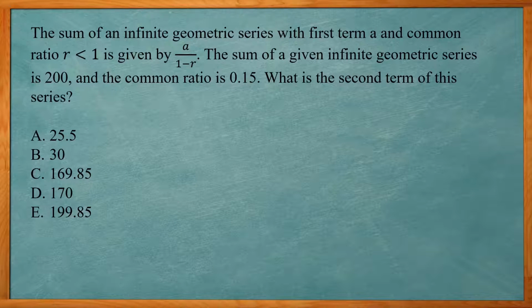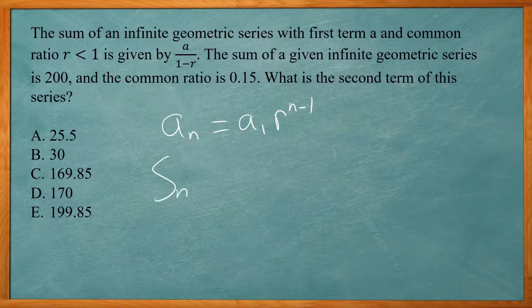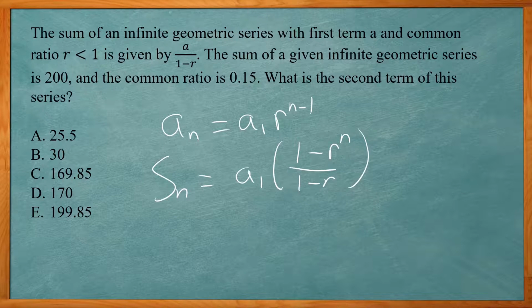So to summarize, to find the nth term of a geometric series, a_n is a_1 times r to the n minus 1 power. To find the summation of the first n terms, that's S_n equals a_1 times the quantity 1 minus r to the n power over 1 minus r. Then to find the sum of an infinite geometric series, we said that was basically a_1 over 1 minus r.